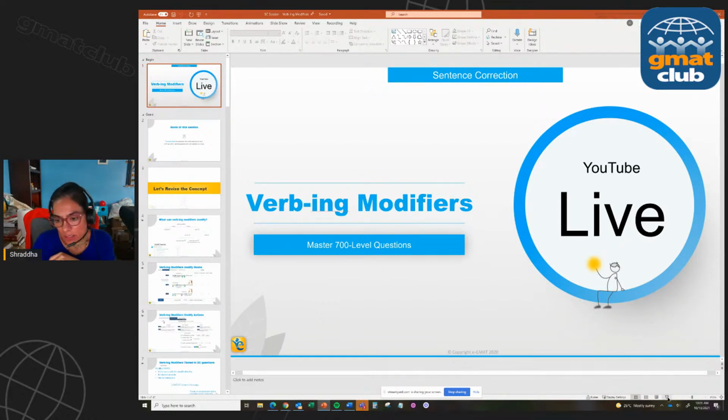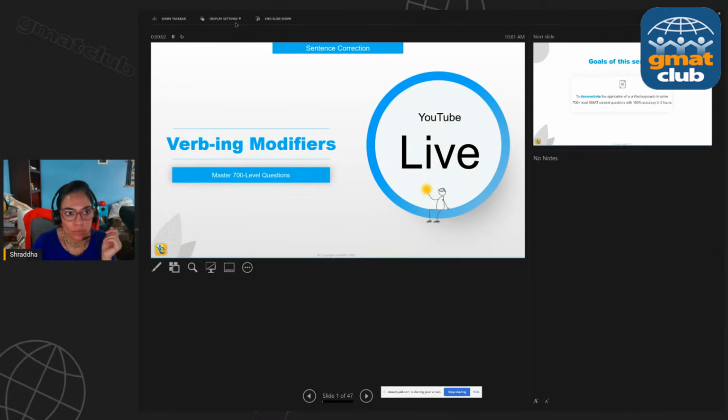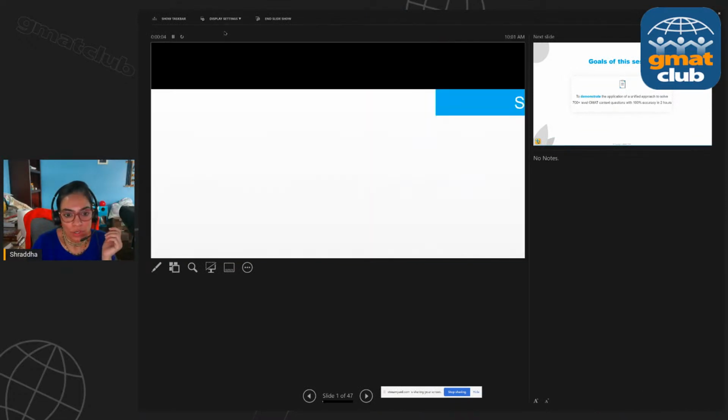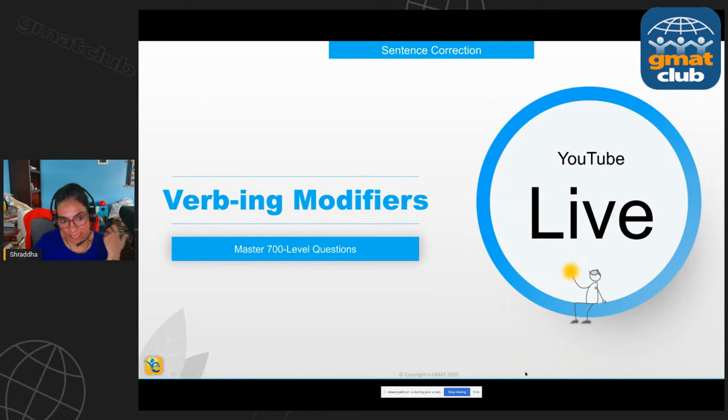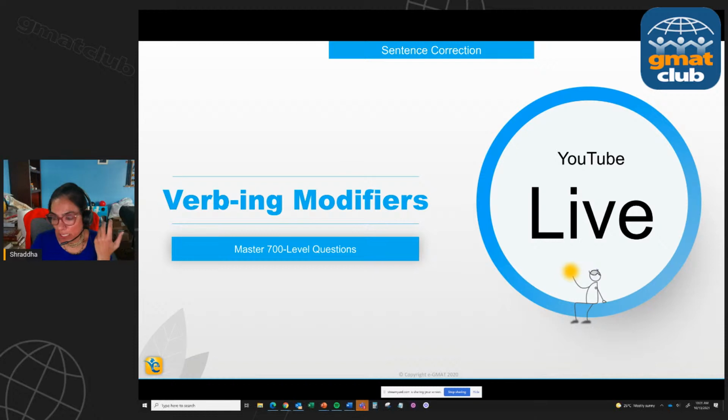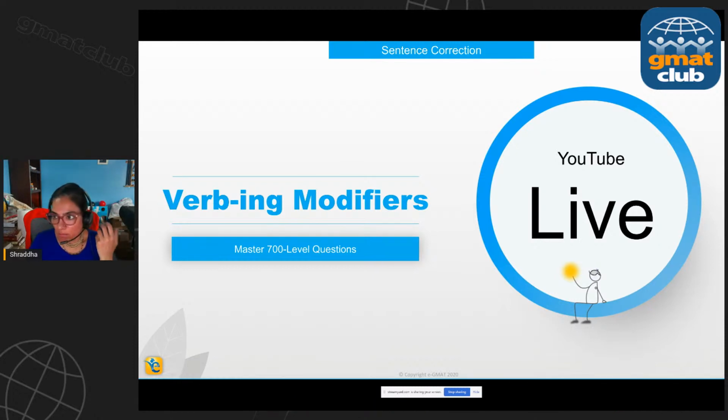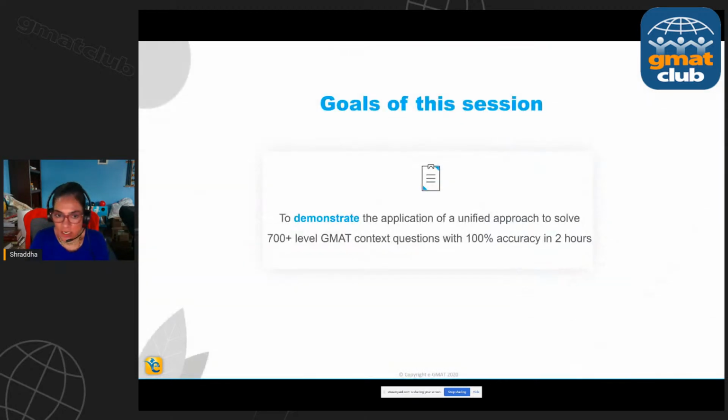As promised, we are going to talk about the verb-ing modifiers in this session. This continues to be a very difficult modifier because it can act as a noun modifier and act as an action modifier, and so on. There are other intricacies we need to look into when it comes to the usage of verb-ing modifiers. So let's begin with the goals of this session.